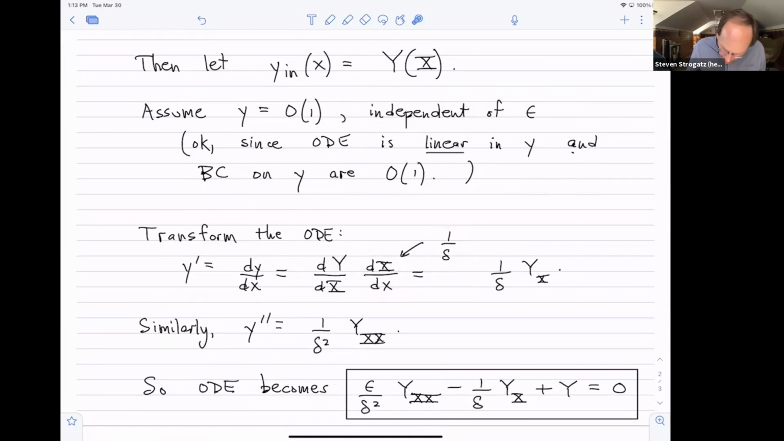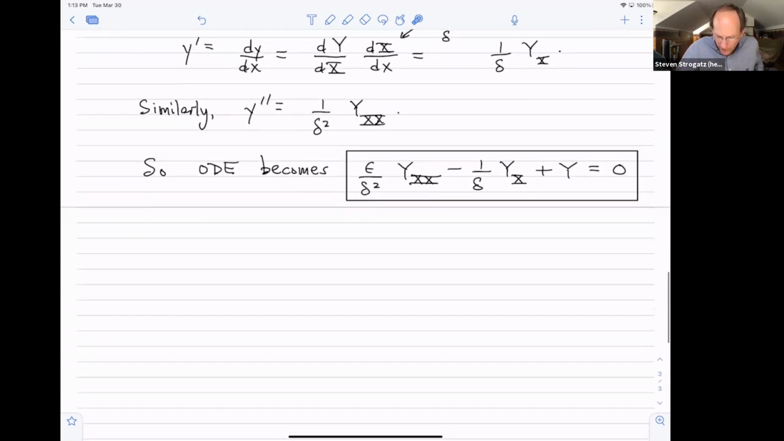So our transformed derivative is 1 over delta times y sub dimensionless x, so to speak, capital X. Similarly, when we take two derivatives, we'll get two factors of delta down there, so 1 over delta squared. We've seen this kind of thing before. We saw it in the last lecture just with epsilon in place of delta. So our ordinary differential equation is now what we see in the box, and that's as far as I wrote out ahead of time.